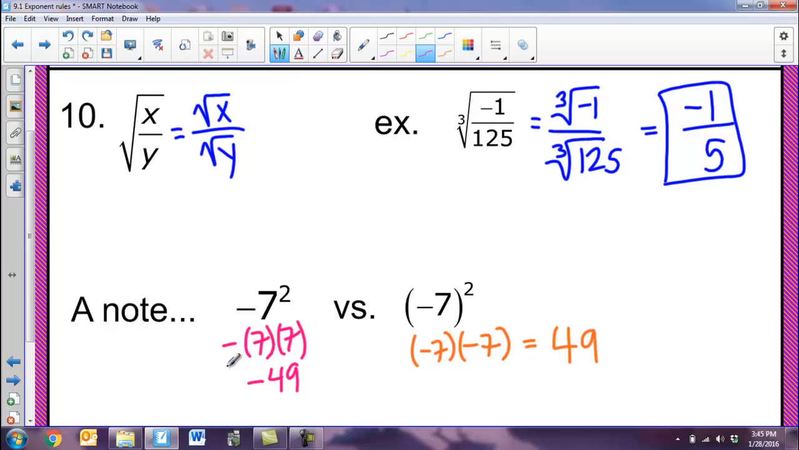Okay, that's all I've got for you today. That's pretty much a review of all the exponent rules. Whew.